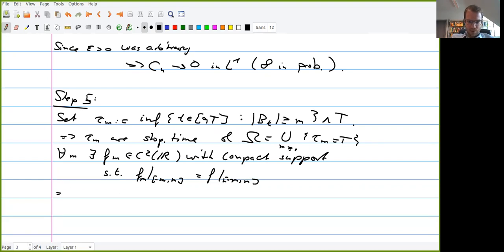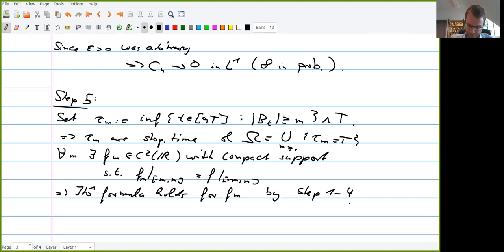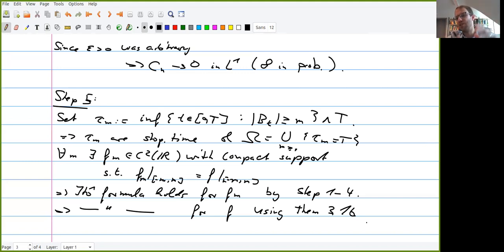Right, then we have Ito's formula. Ito's formula holds for Fm by steps 1 to 4. And this means Ito's formula holds for F by using our theorem 3.3.1, which was the persistency of Ito integration, so that we can interchange local stopping times with the integration operator. And that's it.